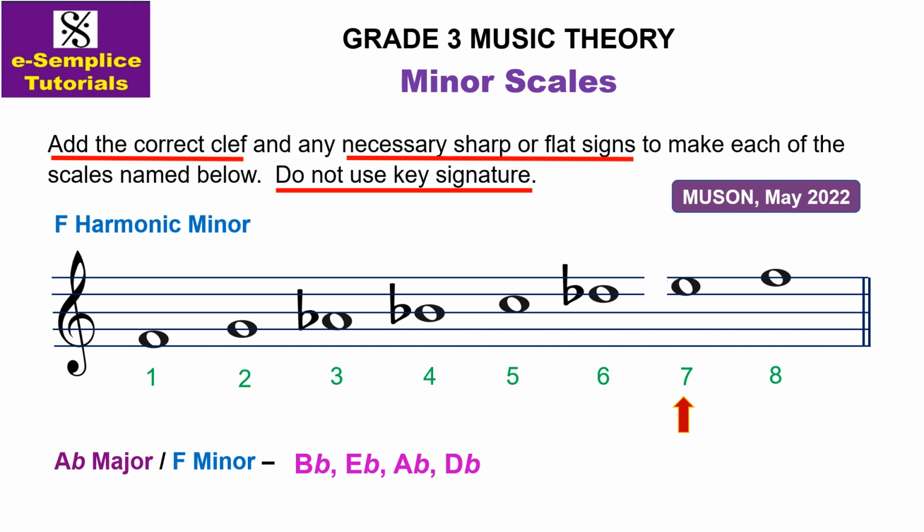Even though it is not part of this question, let's assume we were asked to add the slurs, that is slurring the semitones. This is a harmonic minor scale, so the slurs will be at degrees 2/3, 5/6, then 7/8. Let's proceed to another question.